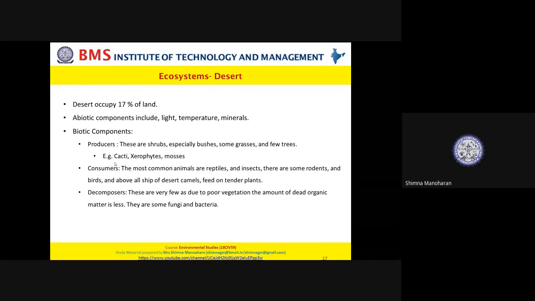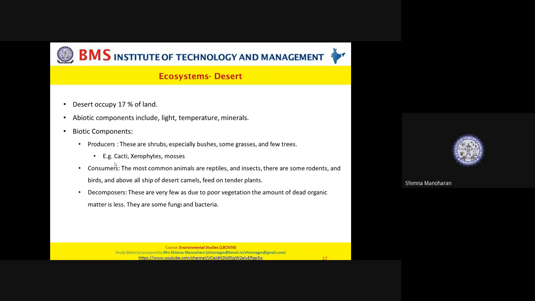Those of you who are from a biology background in your 12 PUC might have studied botany. So there you also know what xerophytes are. So I'll show a few photographs of xerophytes, cacti, and mosses. So in consumers, you have mainly reptiles, right? Reptiles, insects, and some rodents. Then camels, right? Camels also feed on plants.